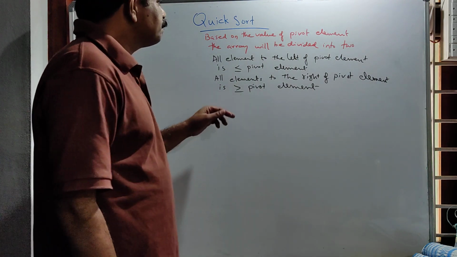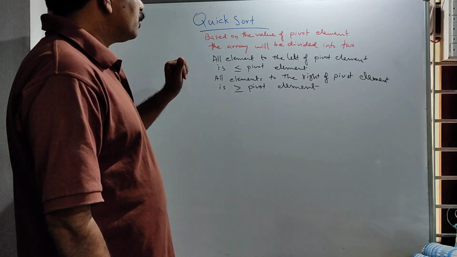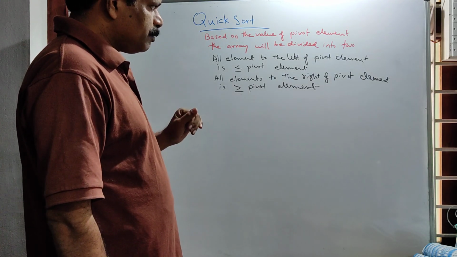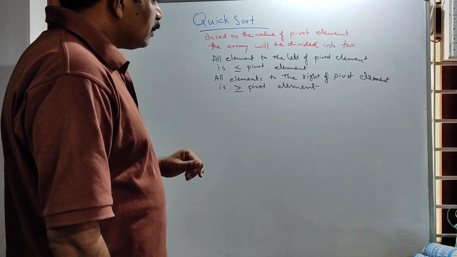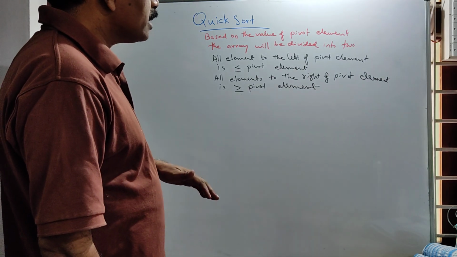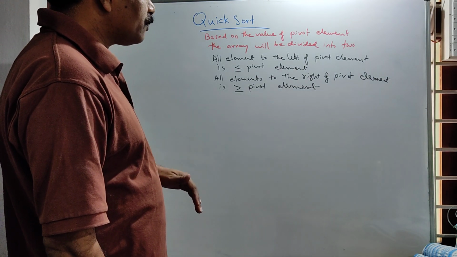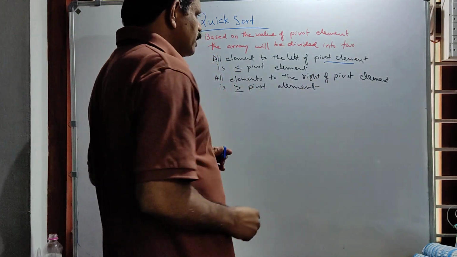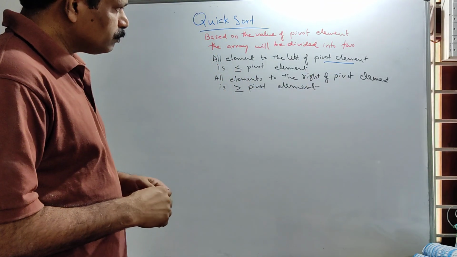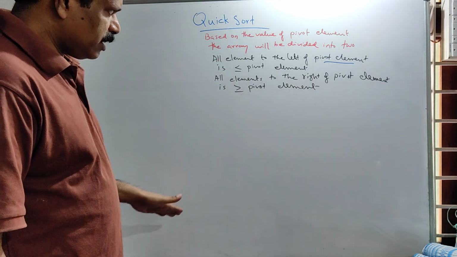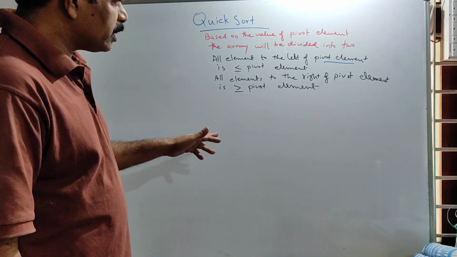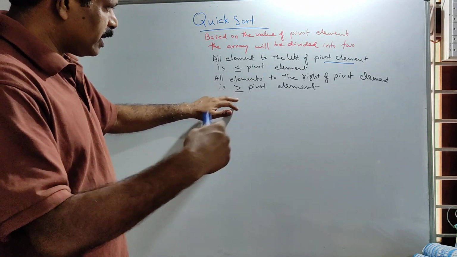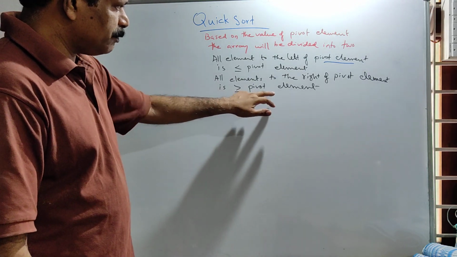Let us discuss the time complexity of Quicksort algorithm. The heart of Quicksort algorithm is the partition function. The partition function will pick one element of the array as the pivot element. Then the array will be divided into two. All elements on the left subtree are less than or equal to pivot element, and all the elements on the right subtree are greater than or equal to the pivot element.